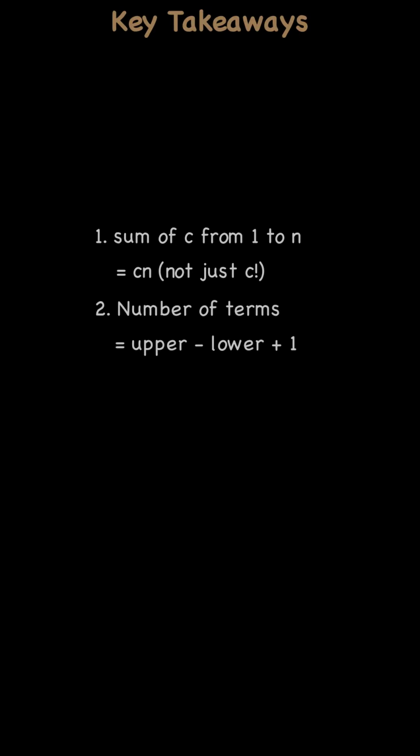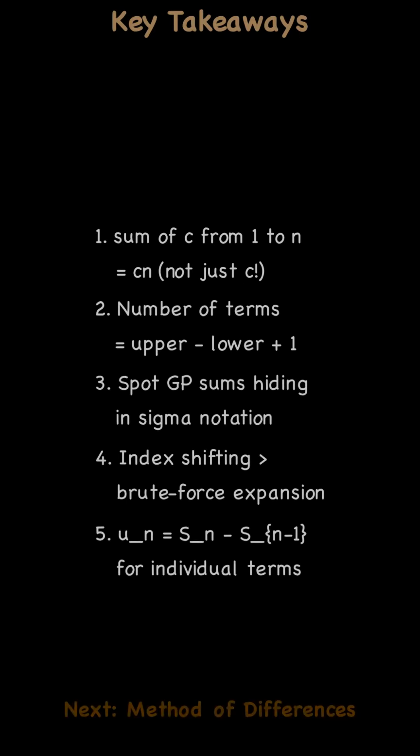5 key takeaways to remember. 1. The sum of a constant c is c times n, not just c. 2. Number of terms equals upper minus lower plus 1. 3. Recognize geometric series hiding inside sigma notation. 4. Index shifting is often simpler than brute force expansion. 5. un equals Sn minus Sn minus 1. It lets you find individual terms.